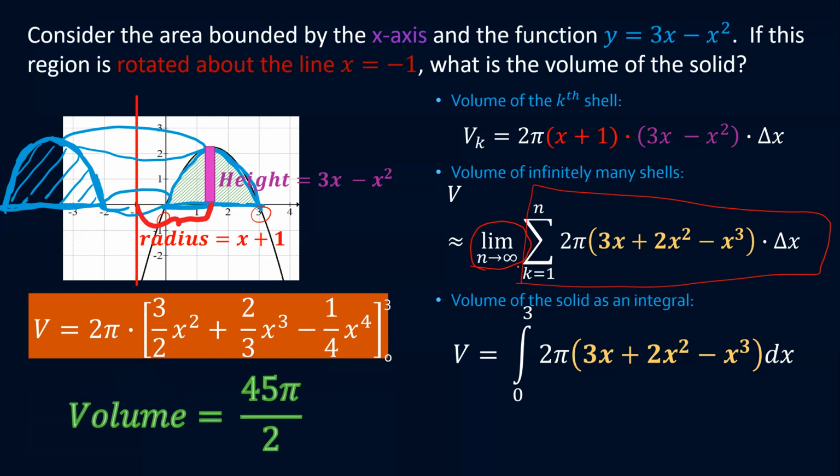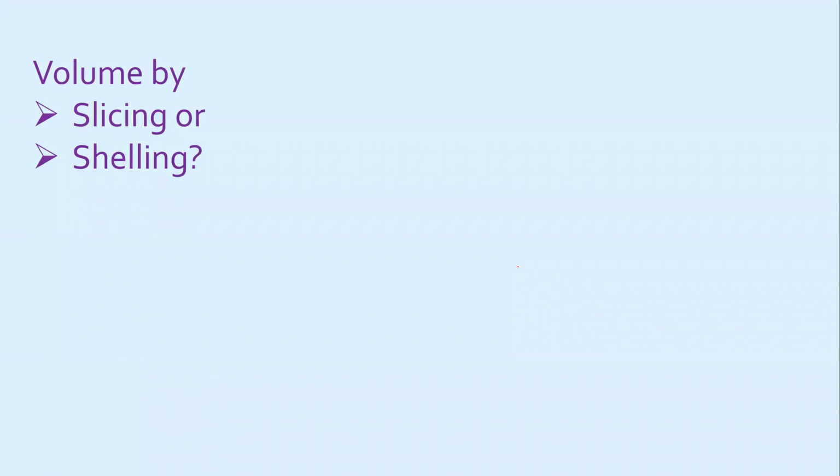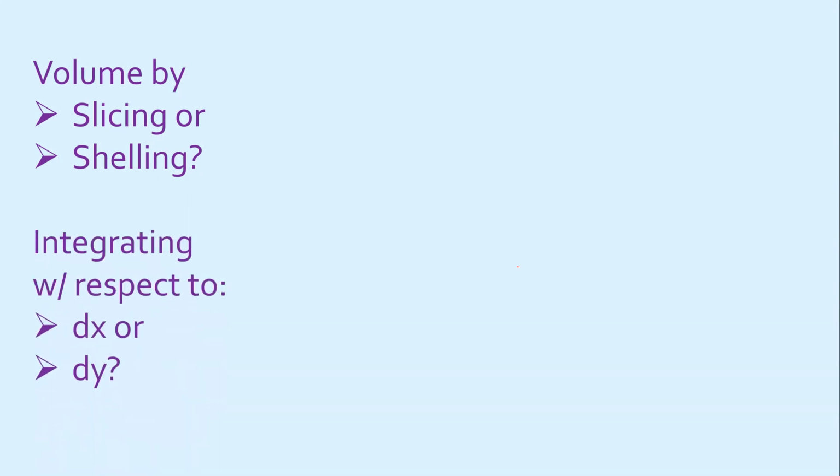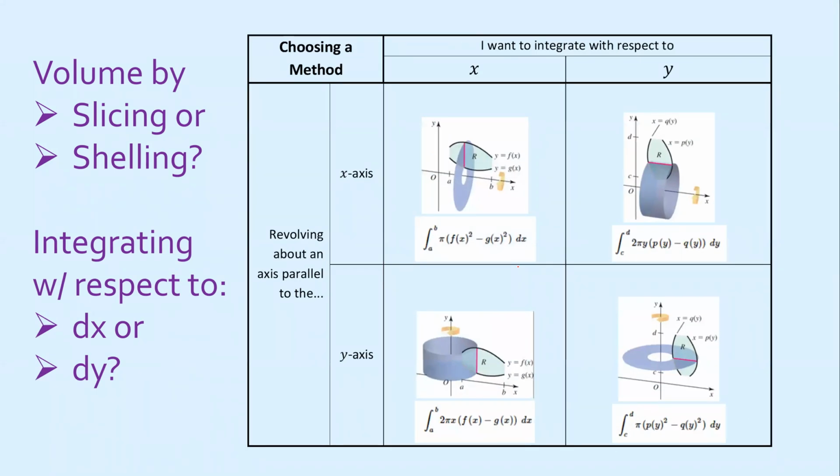All right, so in the last lesson before this lesson, we learned about the volume by slicing. Now we just learned about shelling. And you also know that we could do integration with respect to x or y. So 2 choices there, 2 choices there. It looks like we have a table of 4 different choices.